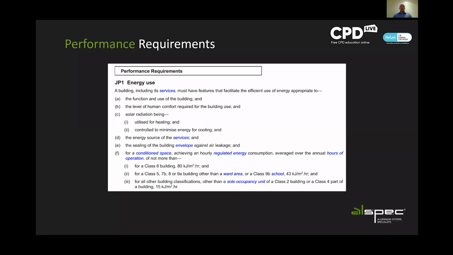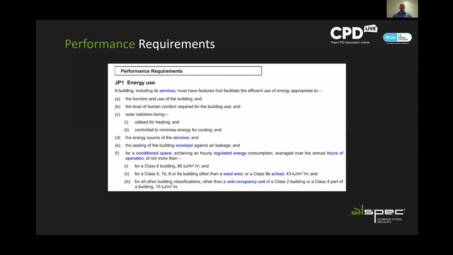So the performance requirements, as you can see, there's now a quantifiable level of performance for buildings within a conditioned space. So you can see for, you know, F1, class 6 building, 80 kilojoules per meter squared per hour. The important thing to remember is that Section J is being rewritten in its entirety. So the modelling shows that buildings could see a 30% increase in energy efficiency.